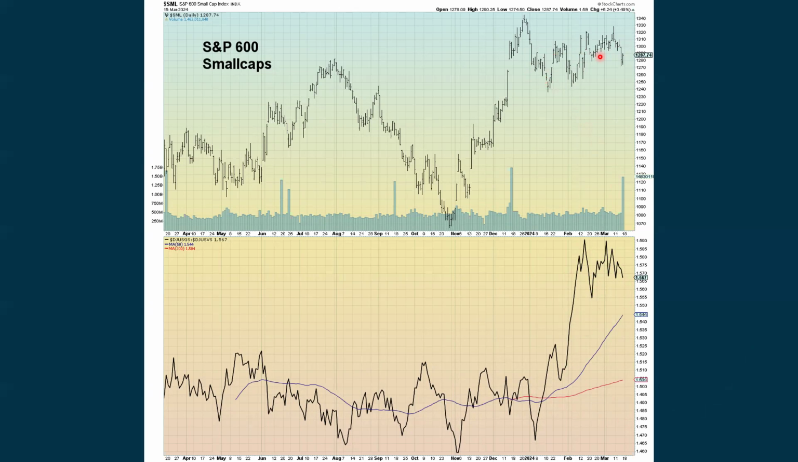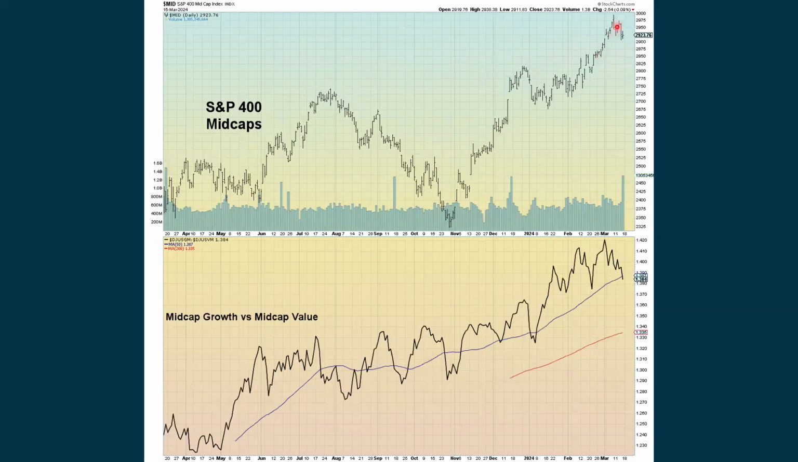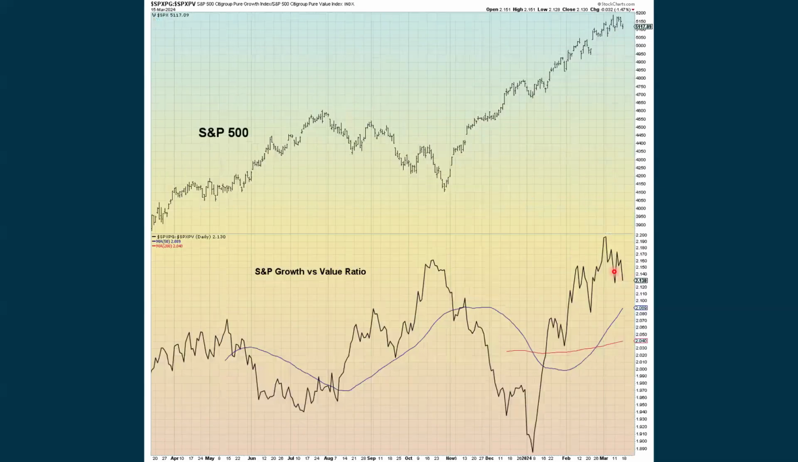And in a more solid environment, the small caps would be doing better than they are. They're the last major index that I follow, anyway, to actually set a new all-time high. The mid caps, which did set a recent all-time high, they're looking a little bit better, even though we saw a decline this past week with the growth to value ratio.